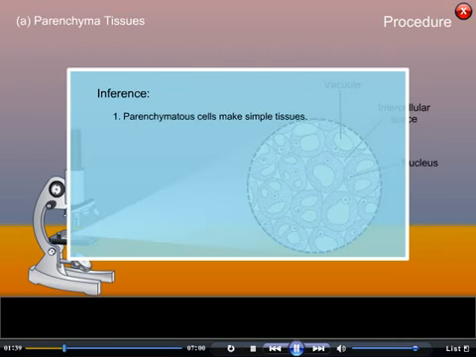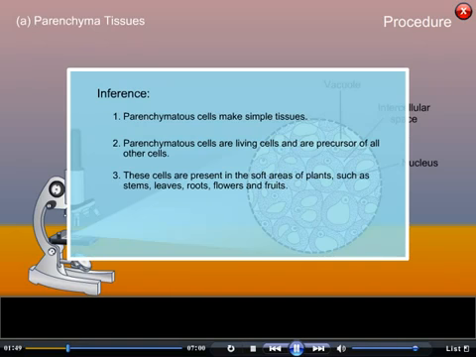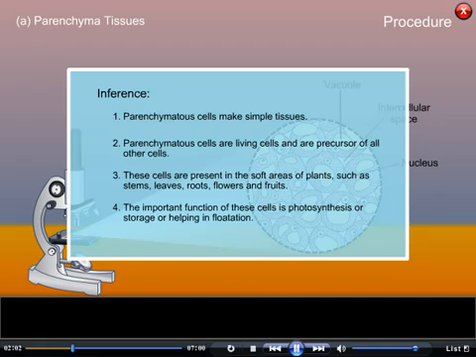Inference: parenchymatous cells make simple tissues. Parenchymatous cells are living cells and a precursor of all other cells. These cells are present in the soft areas of plants such as stems, leaves, roots, flowers and fruits. The important function of these cells is photosynthesis or storage or helping in flotation.